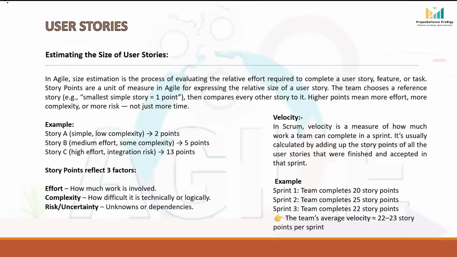Next term is velocity. In Scrum Agile, velocity tells us how much work a team is actually able to finish in one sprint. To figure it out, we add up the story points of all the user stories that were not just worked on but fully completed and accepted during the sprint. For example, imagine a team over 3 sprints. In sprint 1, they finished 20 story points. In sprint 2, they managed 25 story points. And in sprint 3, they delivered 22 story points.